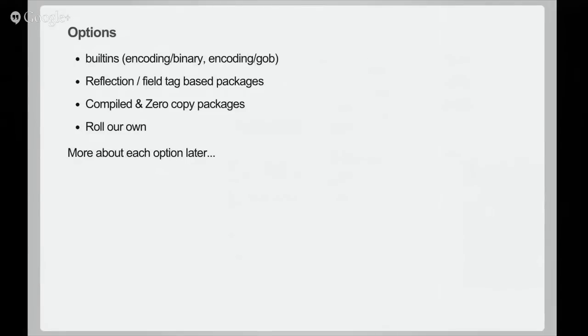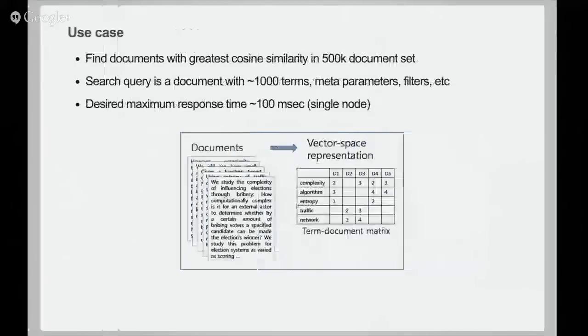There are a few different options that you can use for binary encoding. There are some built-ins. There's a whole bunch of packages that work on reflection and field tags. Then there are more advanced ones that use compilation of custom schemas, and then you can choose to do your own encoding format. So we're going to run through each of those.